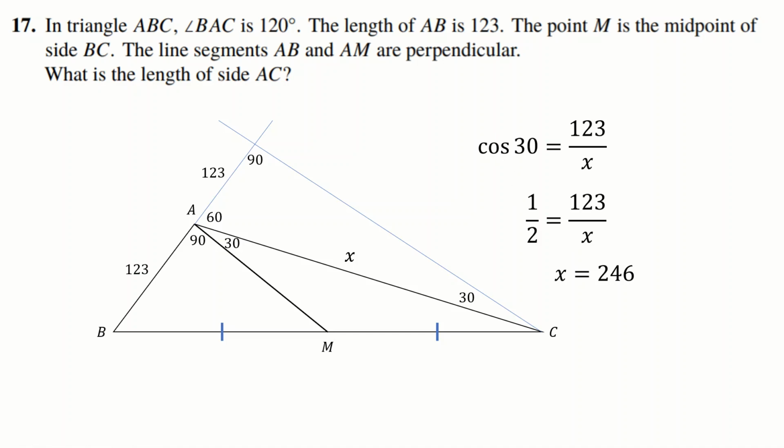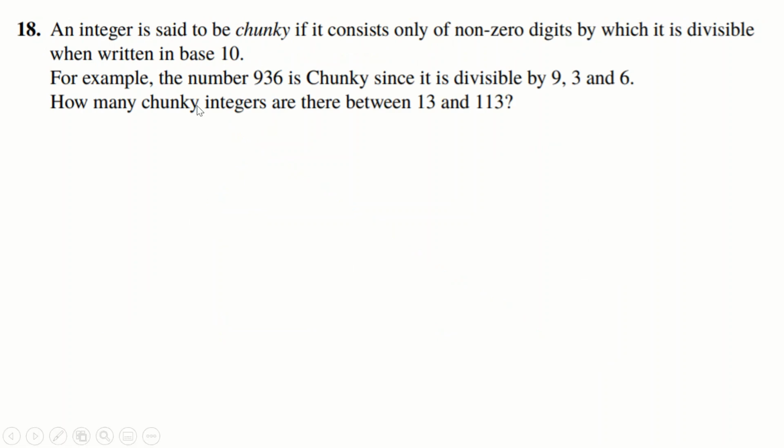Question number 18. Apologies for messing that up. An integer is said to be chunky. So this is a number theory question. It's defining something where this is nonsense, by the way. I don't think this has any actual standing in proper maths. I think they're just making this up. A number is chunky if for each of its digits the whole number is divisible by that digit. So 963 is divisible by 9, 6, and 3. So it's chunky. How many are there between 13 and 113?